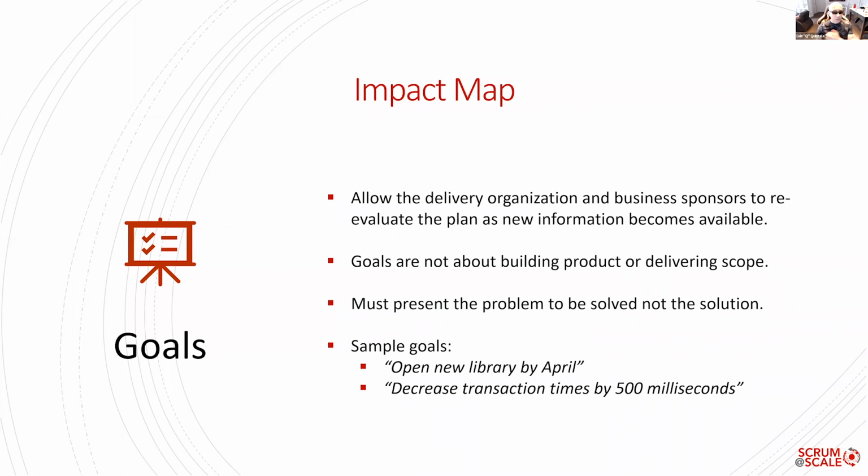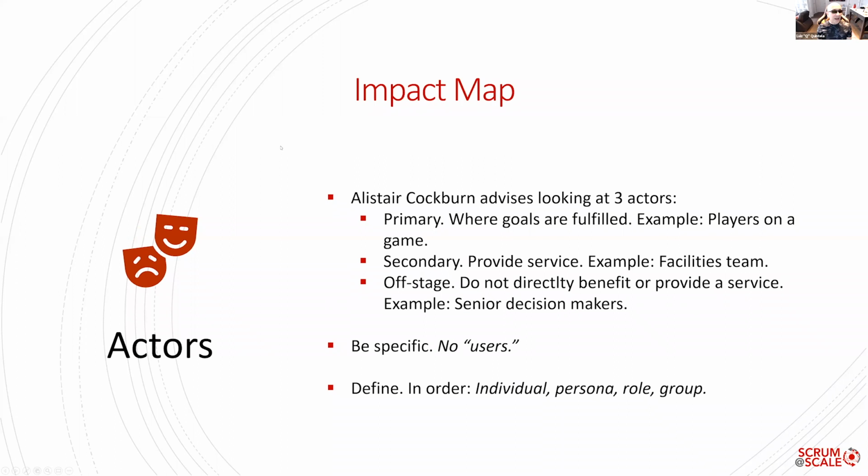Now, once you have a goal, you have to identify actors. And there are usually three actors: a primary, for instance, a player on a game; a secondary, for instance the facility teams, somebody who provides a service; and then there's the offstage, which is people who don't necessarily benefit from that directly, but they're involved in it. For instance, senior decision makers.